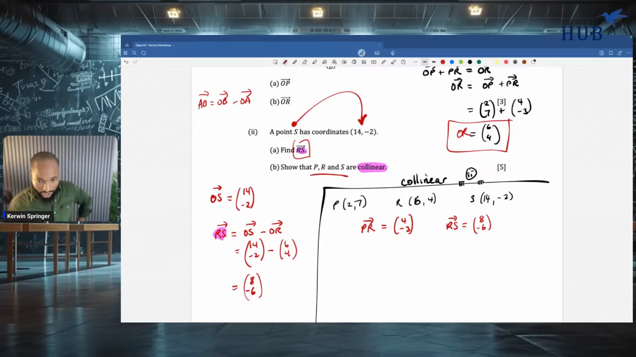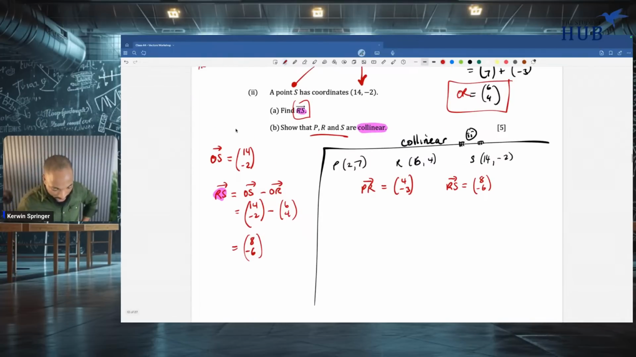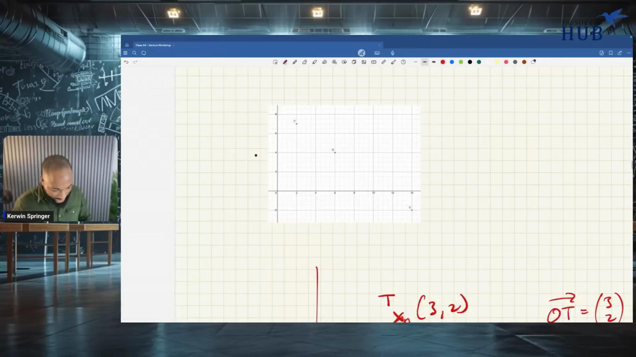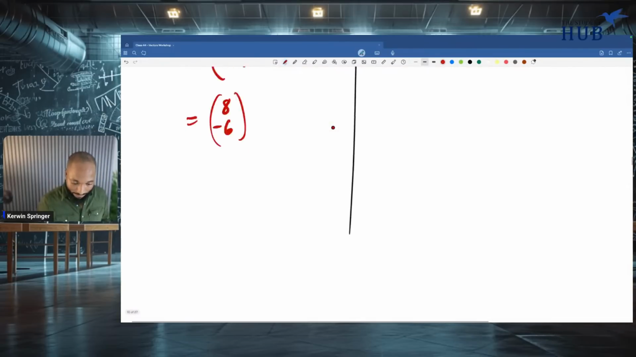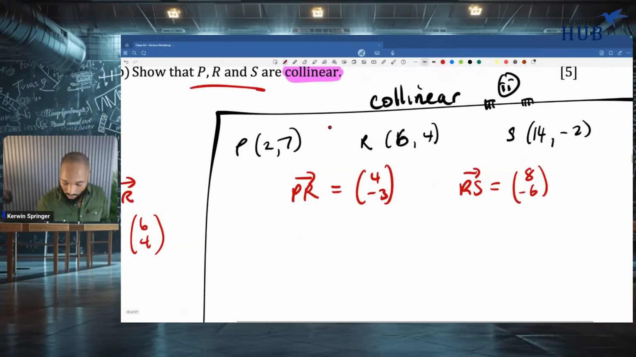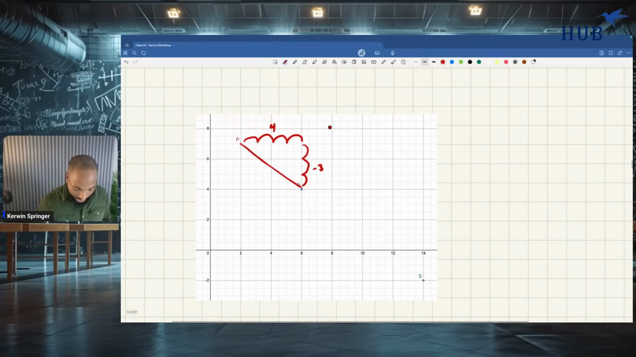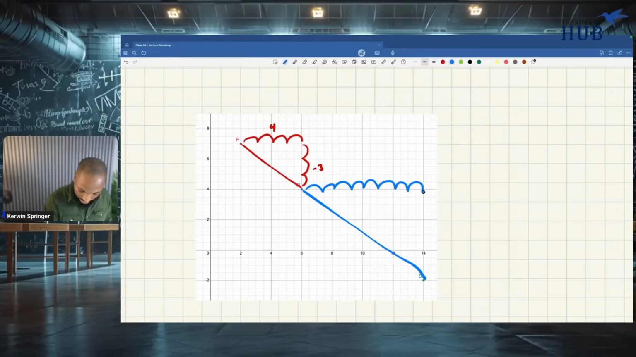Now let's go back to the graph. I have the graph here. PR, what they're saying is that PR means go across 4, that's correct, and go down, how much? 3. That's why it's 4, negative 3. Everything making sense? And RS is go across 8, go down 6. 1, 2, 3, 4, 5, 6, 7, 8. 1, 2, 3, 4, 5, 6.